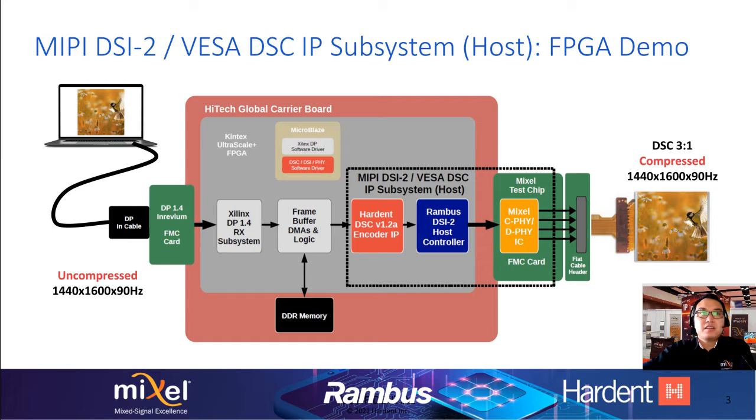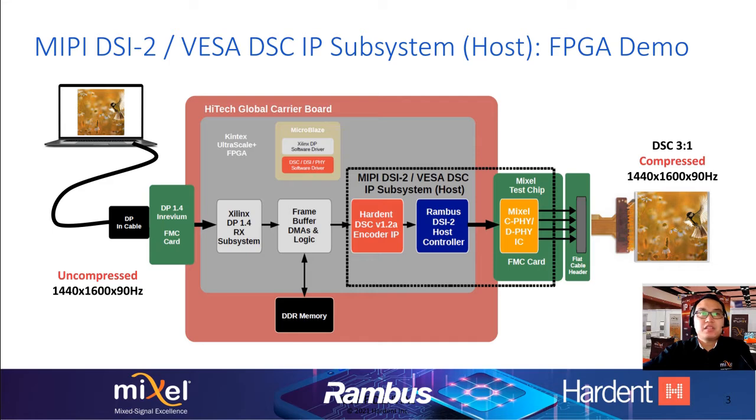For the Mixel PHY, an external test chip is used. The Mixel C-PHY D-PHY test chip is on a daughter card connected to the carrier board. In this particular demo, the final output of the subsystem is a fully compliant DSI-2 1.3 stream operating in video burst mode and transmitted in D-PHY mode with 4 data lanes running at 500 megabits per second plus the clock lane.